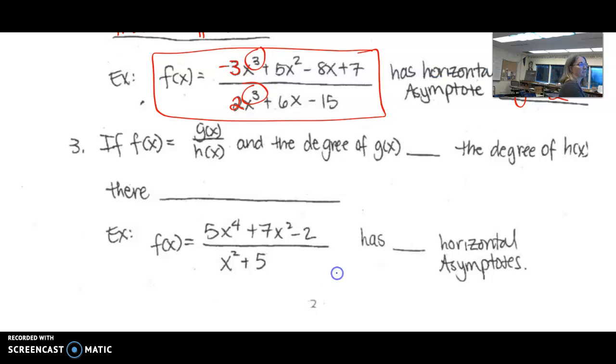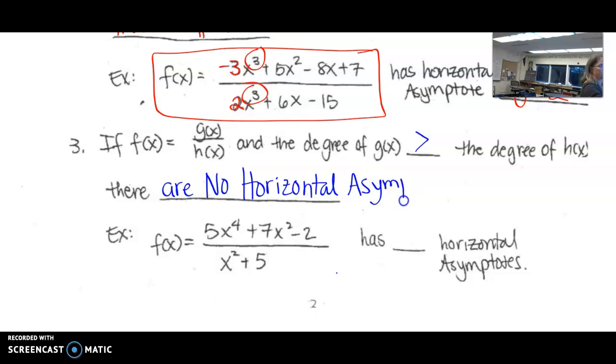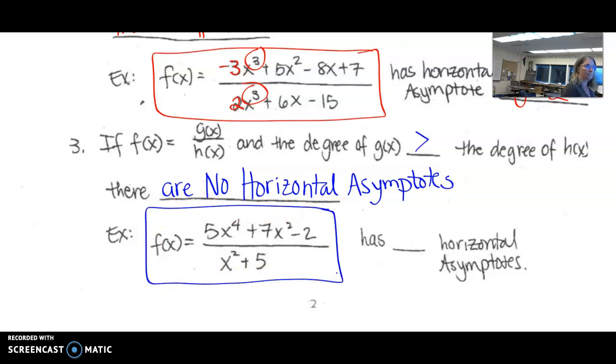And the third possibility is if the degree of g of x is greater than the degree of h of x, there are no horizontal asymptotes. You can still have an end behavior asymptote, but they won't be horizontal asymptotes. They might be a diagonal line, or it could be a quadratic that it follows. So we're not going to get into that right now. But if you look at this function, the degree of the top is 4, the degree of the denominator is 2. This has no horizontal asymptotes.